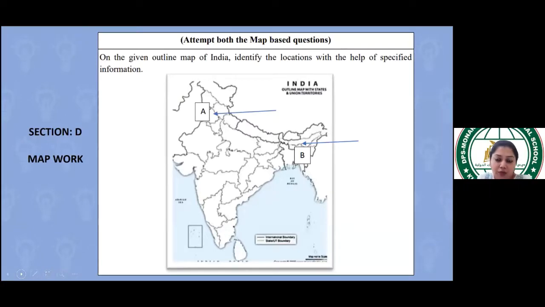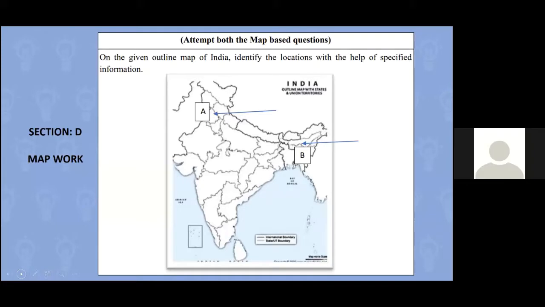However, here it is to be noted, map work is an integral part of geography. However, as in term 1, the assessment will be on MCQs. So students don't have to locate or label on the map. However, they have to identify different locations which will be given on the map, and MCQs will be given accordingly.